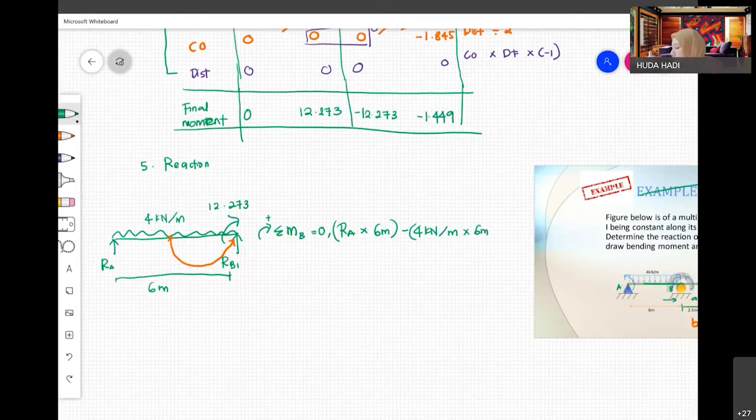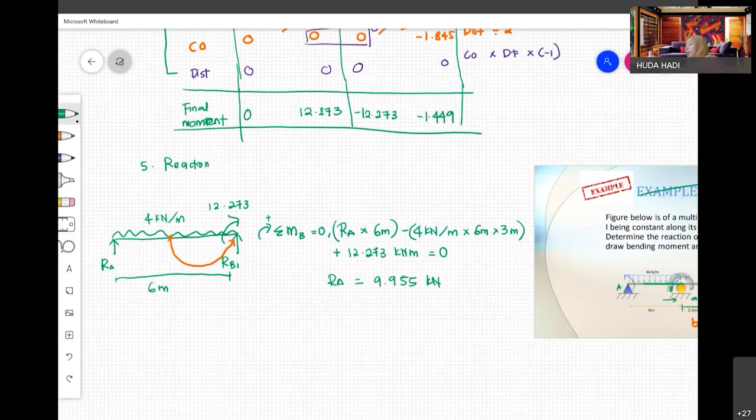Sebab ni UDL dia kena darab panjang dia. 6 meter, and then because kita nak cari moment, so kita nak kena dapatkan distance from centroid, which is half of 6 meter. And then don't forget that you dah kira the final moment for BA tu, which is positive 12.273. So campur lah, equal to 0. So boleh dapat RA berapa? Esther, okay, berapa value RA? Negatif 9.95. Tak ada negatif 9.54. Oh ya, positif. Yeah, it's positive sebab you dah move dia to another sebelah sana, so dia positif. So 9.955.